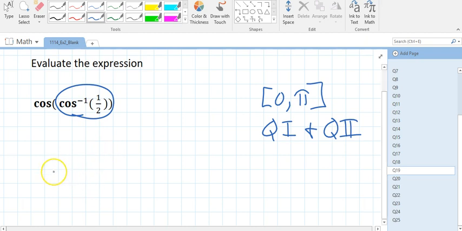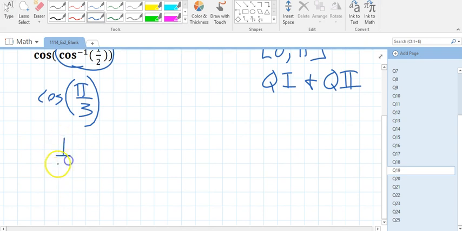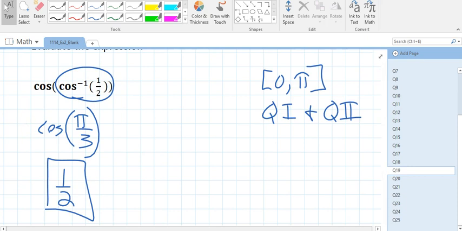So now, since we know what the inverse is, pi over 3, now they want us to figure out, well, what is cosine of pi thirds? 1/2. That's it. Okay? Cool beans? All right. So you work from the inside out like PEMDAS.